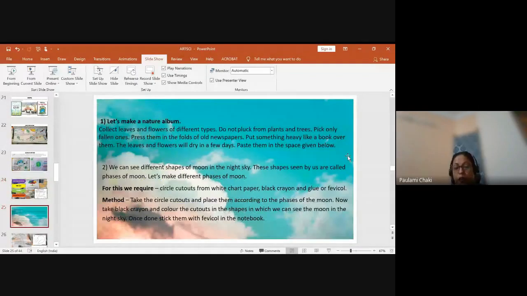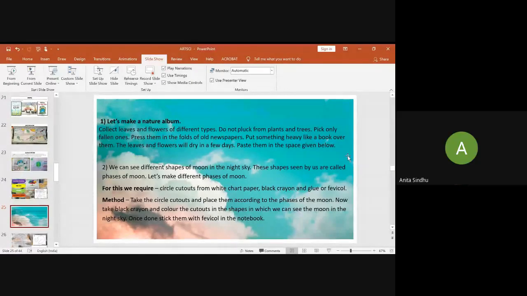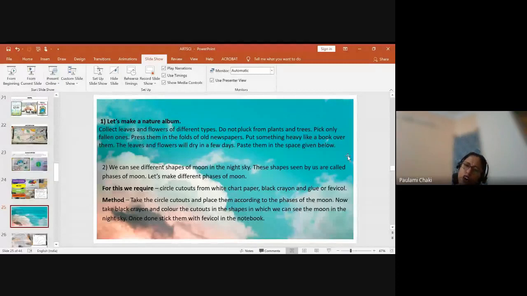Now a few things wherein I will tell you some examples which I have done in my classes, like let's make a nature album. As I have told you already, I did the leaf art activity this way. Then in one of the classes, phases of the moon is very difficult to understand, and there I asked them to bring small cutouts. And we did it in the class. You can do it in online classes also.